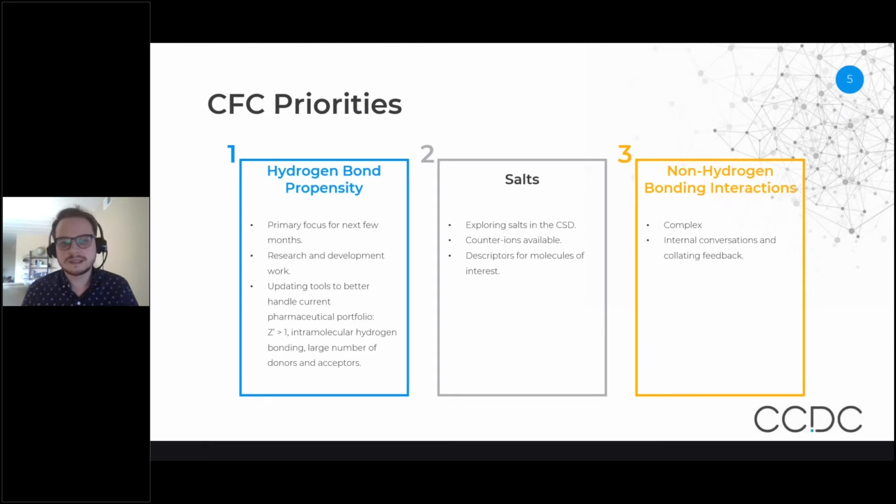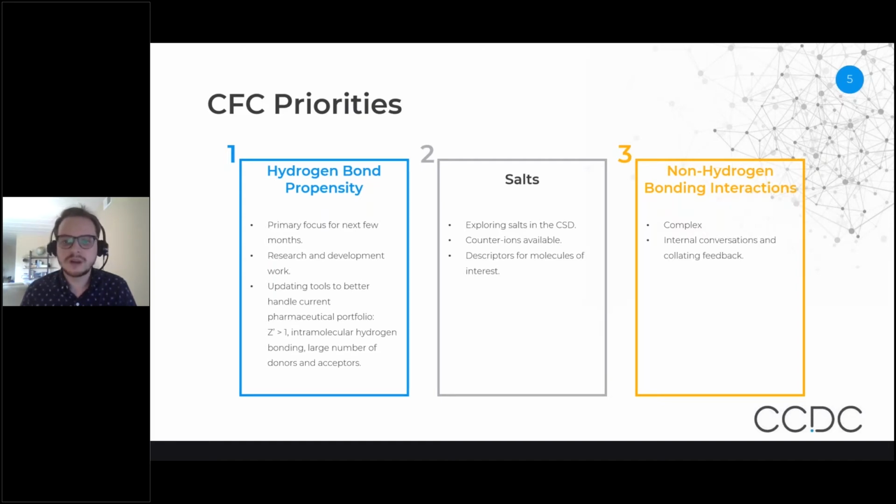Our next priority is on salts. We're primarily doing research on this at the moment by exploring salts which are in the CSD and looking at what sorts of counter ions are available. We're also working on developing data sets of descriptors for the molecules of interest that may help us better analyze salts going forward. And our final priority is non-hydrogen bonding interactions, such as aromatic analysis, which we've already introduced a tool for.